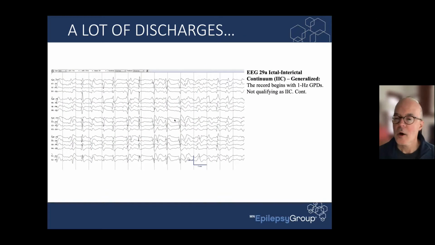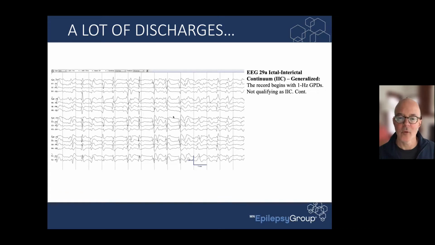And here we're approaching this. This actually would probably not technically qualify as ictal-interictal continuum. This is actually probably just interictal.